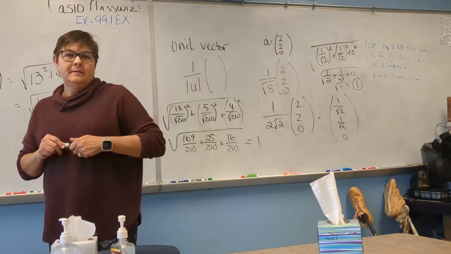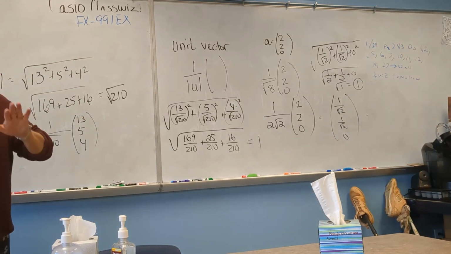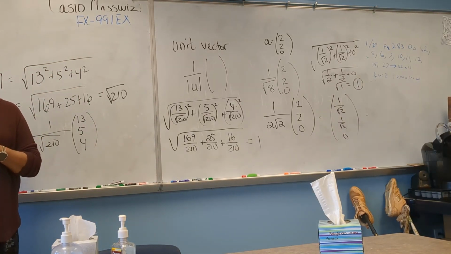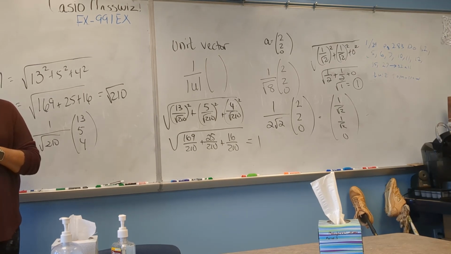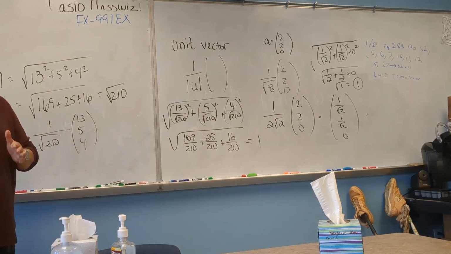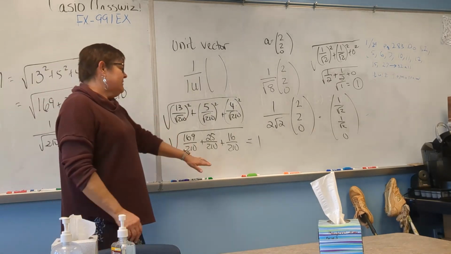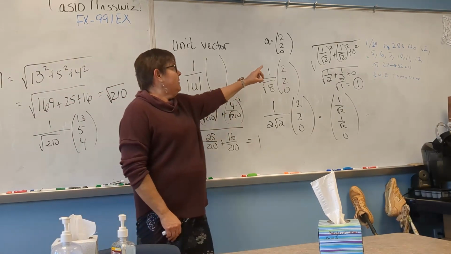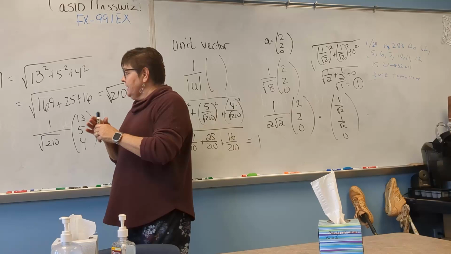So the length of any vector that's a unit vector is going to be what? 1. What does the word unit mean? It means 1. So this is the most basic vector that comes off of any vector. Let me explain what that means.